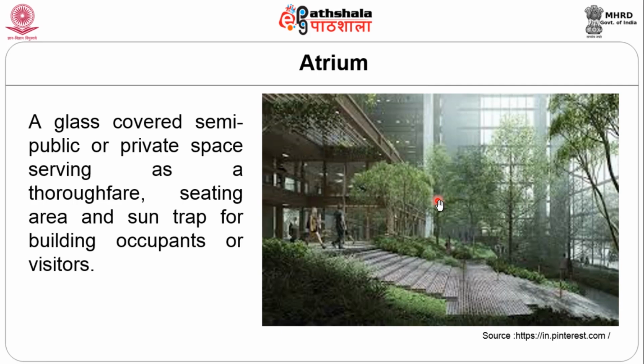Now comes the atrium. So, an atrium is an open space inside the building. We have seen that a building enclosed on all 4 sides is called a courtyard. Now, an open space inside the building that is a usable space is called an atrium. Usually it is covered by glass. It can be used as semi-public or private space.